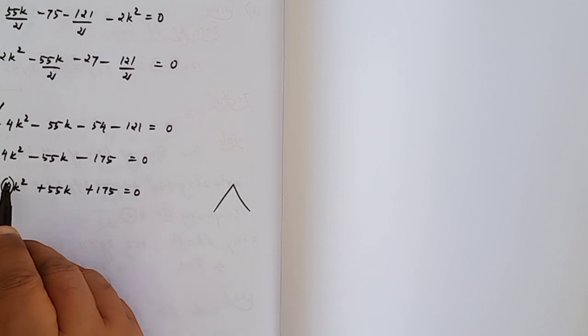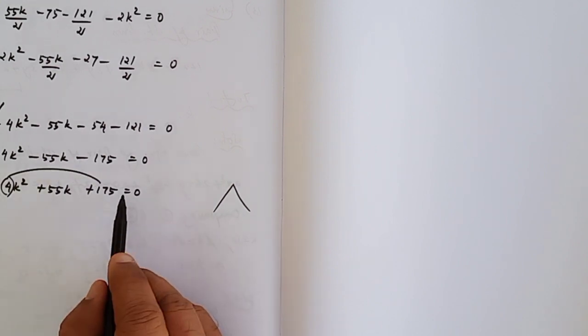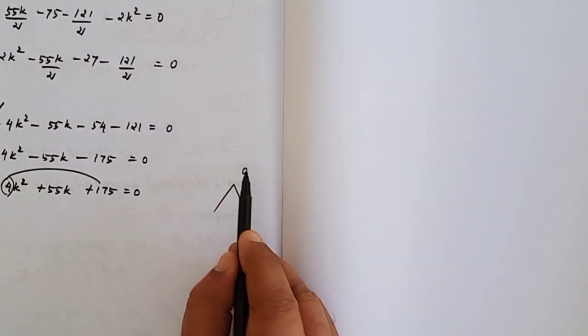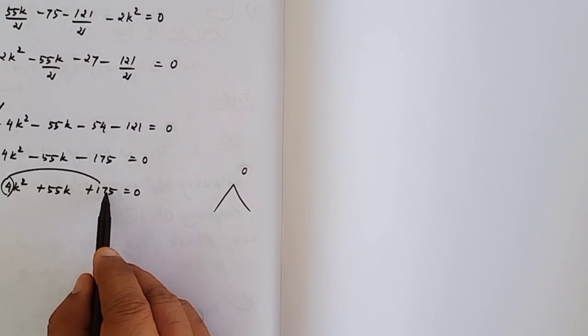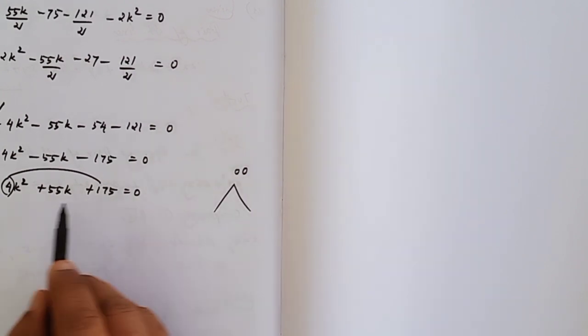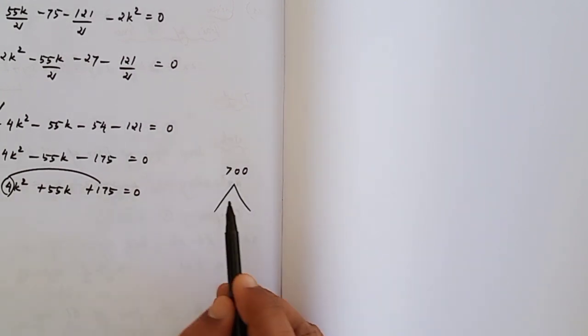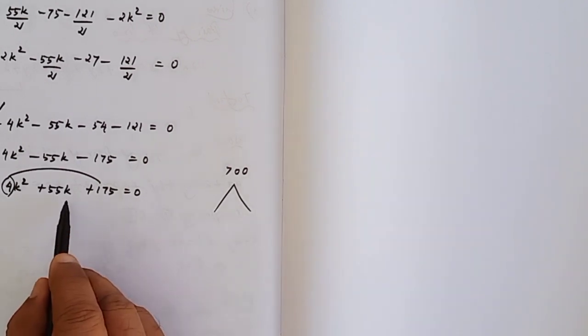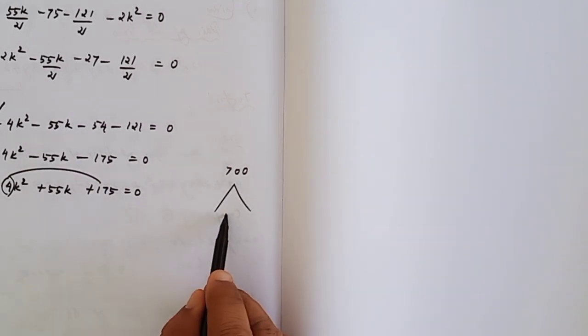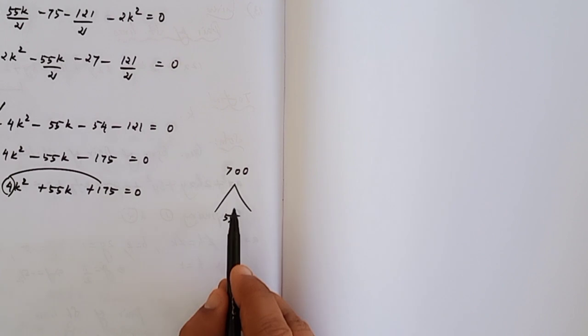The coefficient of k squared is 4, and 4 into 175 is 700. The coefficient of k is 55. So the product is 700 and the sum is 55.